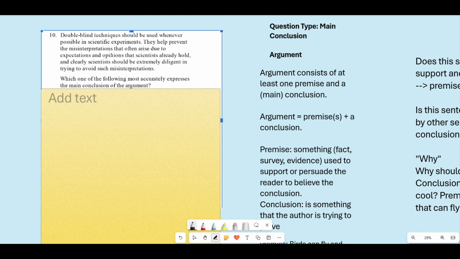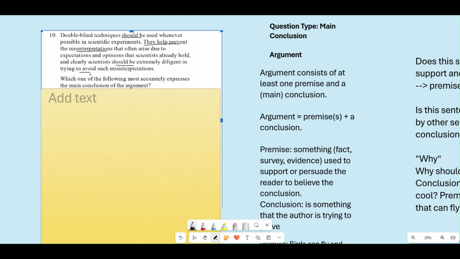Now, when I first read this, we can see that there's a recommendation here, "should be," but that isn't a foolproof way because "should be" also appears in the last sentence. So we can use this approach: what sentences are supporting another sentence in the stimulus? Okay, let's start with the first sentence. Double-blind techniques should be used whenever possible in scientific experiments. Okay, why should we believe this? Well, first, they help prevent misinterpretations that arise, and also scientists should be diligent in avoiding such misinterpretations.